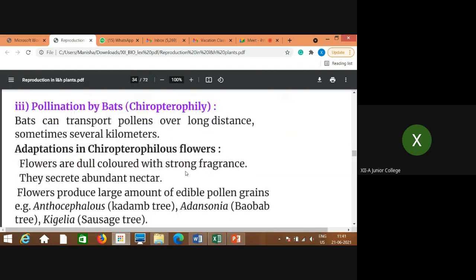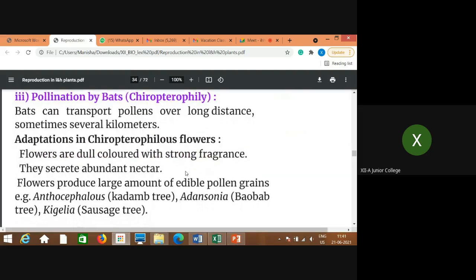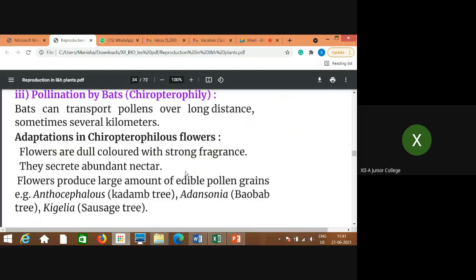Now the next is pollination by bats. Pollination by bats is called chiropterophily, that is the bat pollination. Now very special adaptations are seen. It's not like birds, but a little different, and very special features are seen in this type. Bats can transport pollen grains over long distances, sometimes several kilometers.